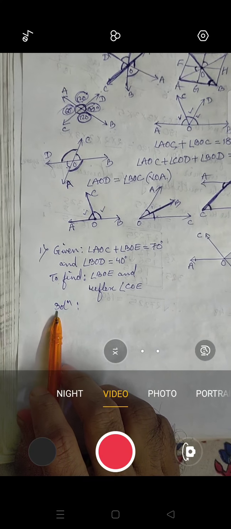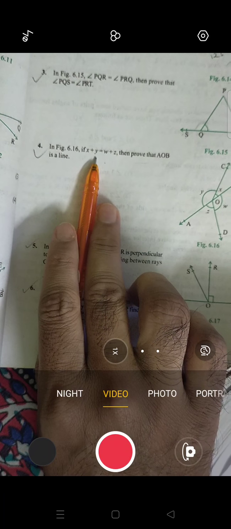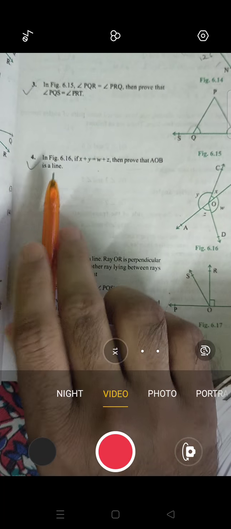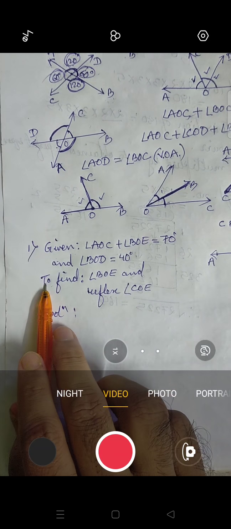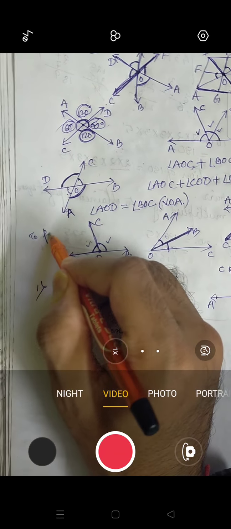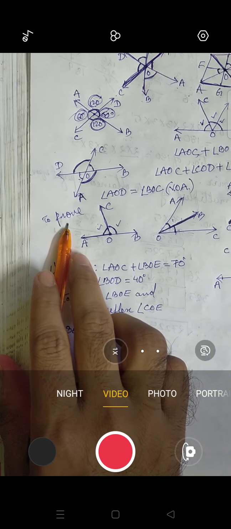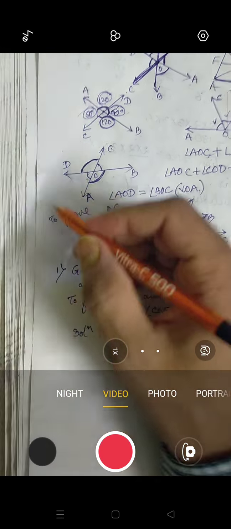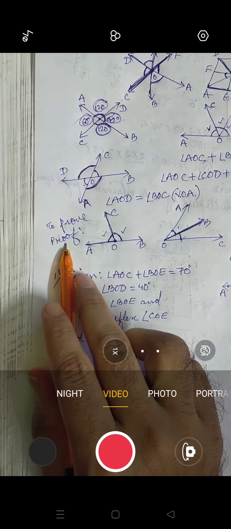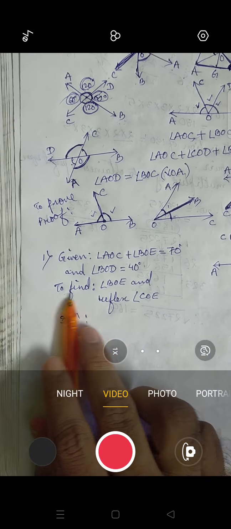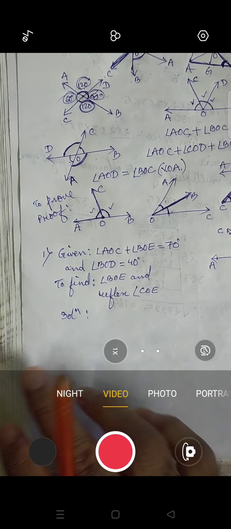Like you can see in question number 4, you can say prove that angle AOB is a line. So here we will not write to find, we will write to prove. And when you are solving your answer, we will write proof. That means how we will find the answer. But if the question is to find, then you will write solution. Now let's move to our question.